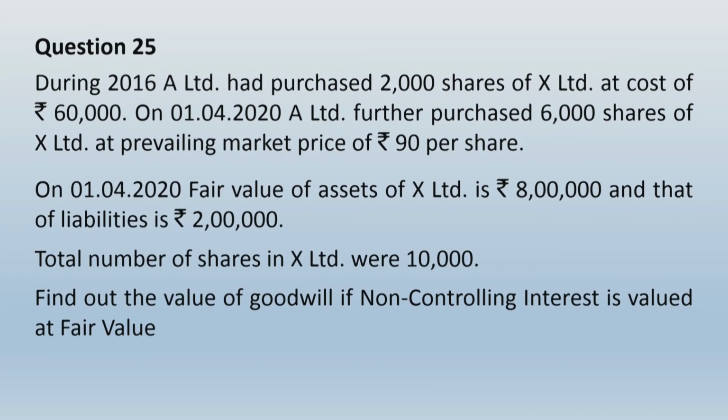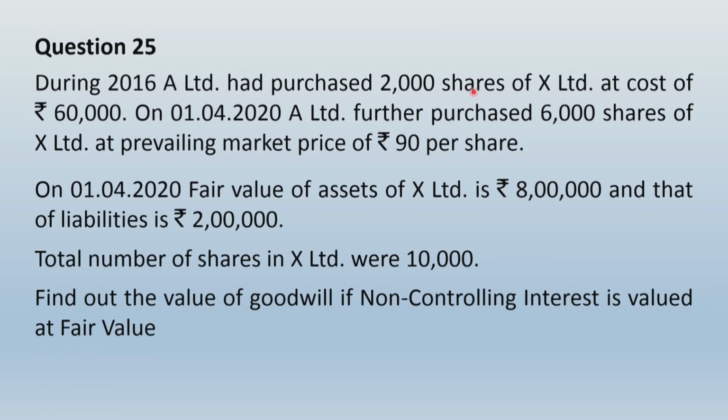During 2016, A Limited had purchased 2000 shares of X Limited at cost of rupees 60,000. On 1/4/2020, A Limited further purchased 6,000 shares of X Limited at prevailing market price of rupees 90 per share. On 1/4/2020, fair value of assets of X Limited is rupees 8 lakh and that of liabilities is rupees 2 lakhs. Total number of shares in X Limited were 10,000 shares. Find out the value of goodwill if non-controlling interest is valued at fair value.